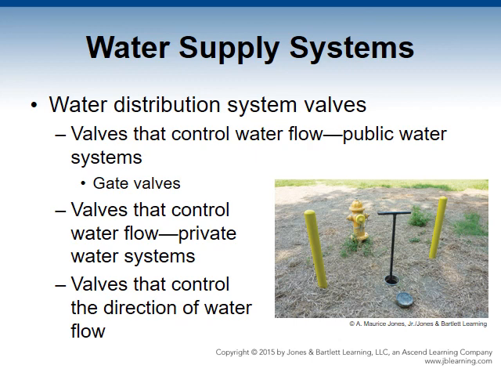When the threads are fully exposed, meaning you can see them, the valve is completely open. If no threads are visible, then the valve is fully closed. These valves are often found in underground valve pits or vaults. Let's look at some valves that control the direction of water flow now.